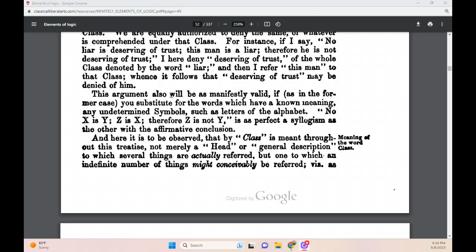This argument also will be manifestly valid. The word manifestly means obvious. It means revealed or shown openly. This argument also will be as manifestly valid as in the former case, if you substitute for the words, which really aren't important, any undetermined symbols, such as the letters of the alphabet. If we say, no x is y, z is x, therefore z is not y. This is as perfect a syllogism as the other with affirmative conclusion.